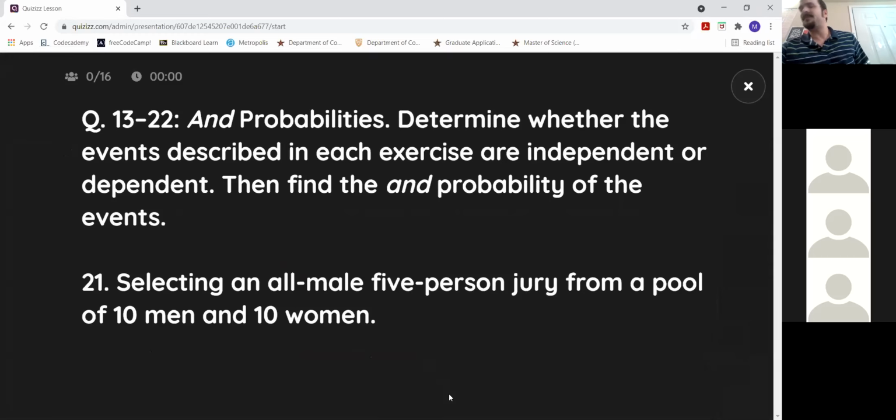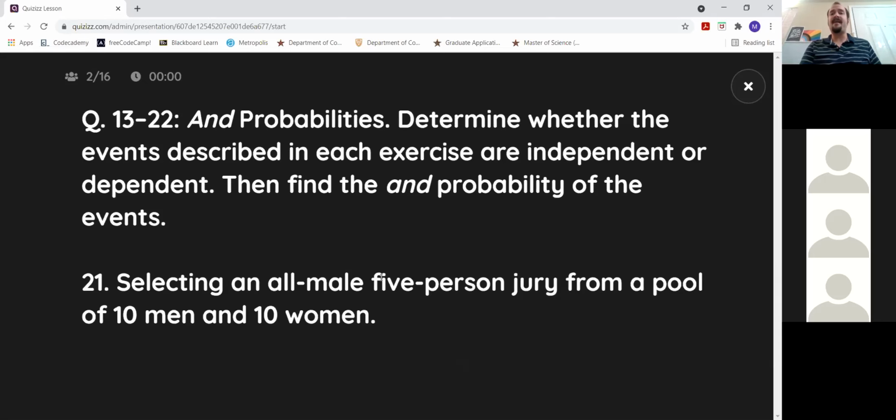I'm going to have to write this one out, if I'm being honest. So I start out with what? 10 men out of 20 people total, I believe. If I add up my men and my women, there should be 20 total people here. So I start out, I'll give you a hint, 10 out of 20, I believe. I thought it was 5 out of 20.